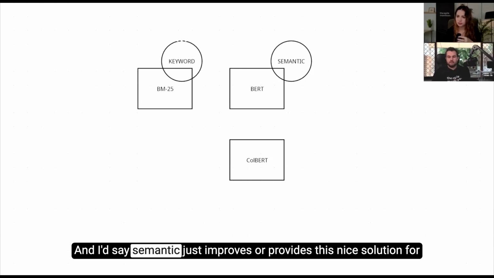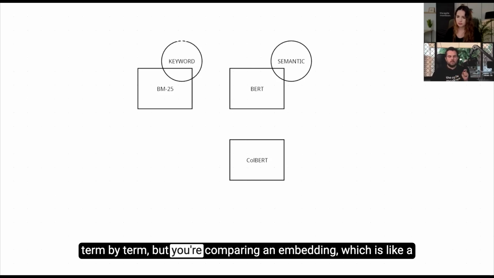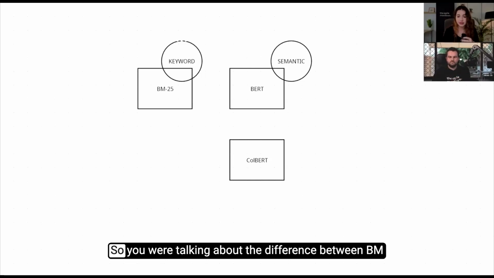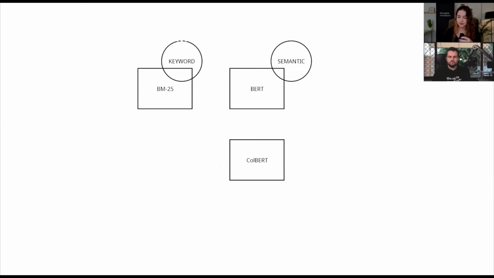And I'd say semantic just provides this nice solution for this big problem, because in semantic search you are not comparing term by term, but you're comparing an embedding, which is like a vector representation of the semantic meaning of each term. So you were talking about the difference between BM25 and then the other two algorithms that are semantic. So what else can you tell me about these semantic algorithms?